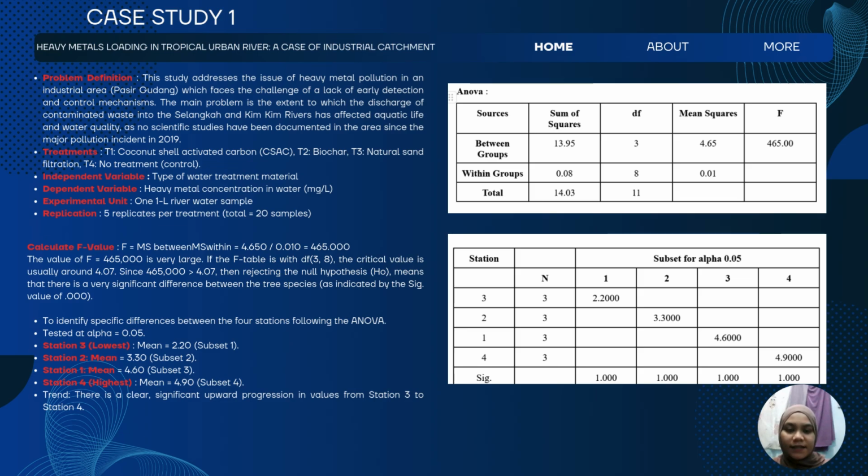We go to case study 1: heavy metals loading in a tropical urban river, a case of an industrial catchment. So the problem definition is this: the study addresses the issue of heavy metals pollution in an industrial area, Pasir Gudang, which faced the challenge of a lack of early detection and control mechanism.